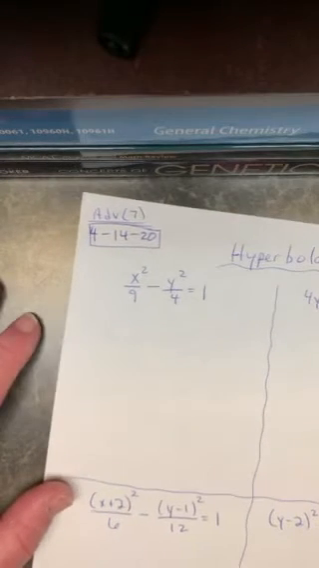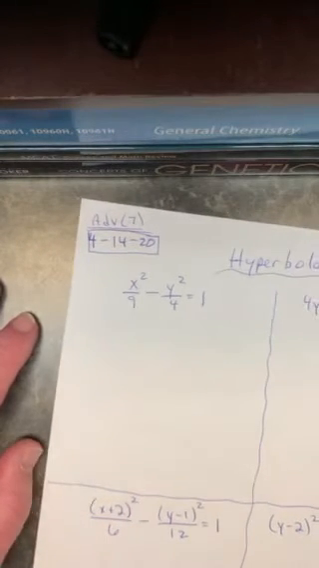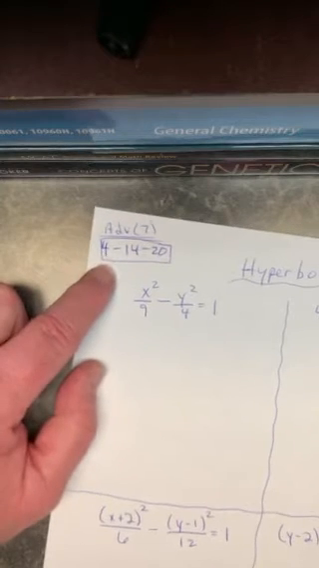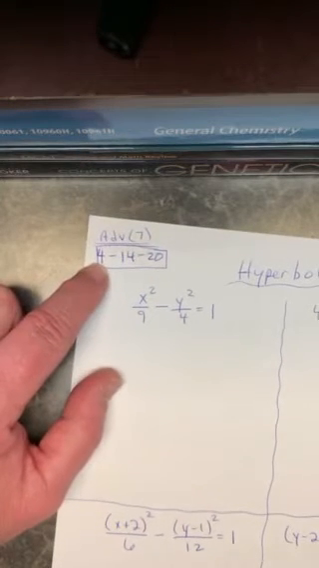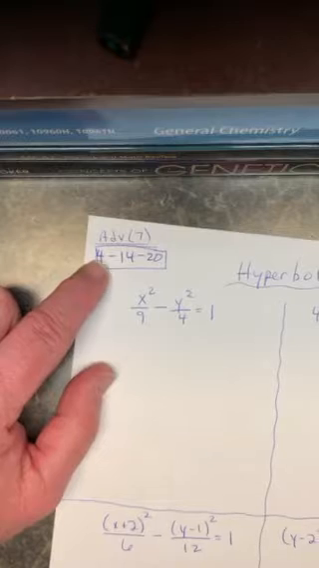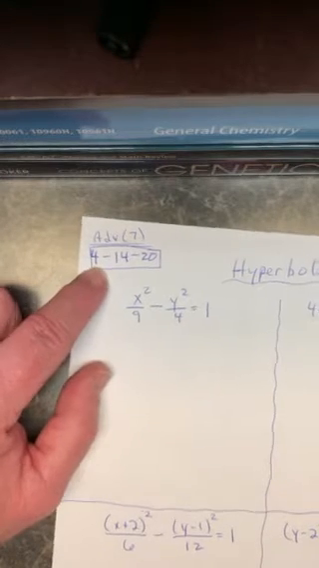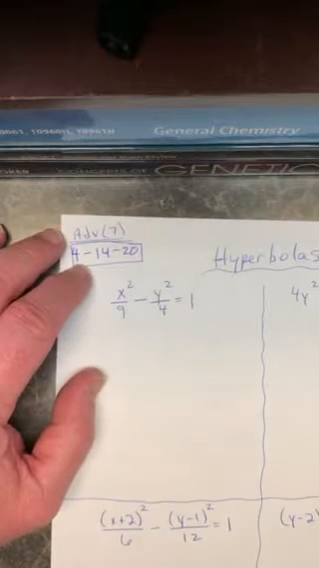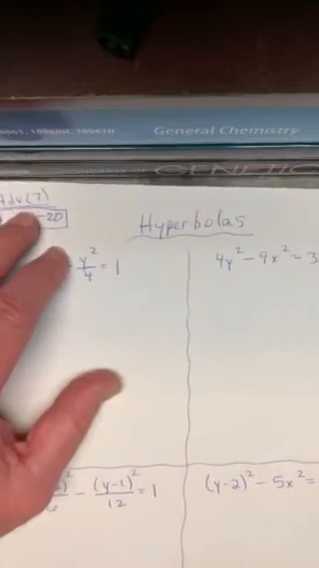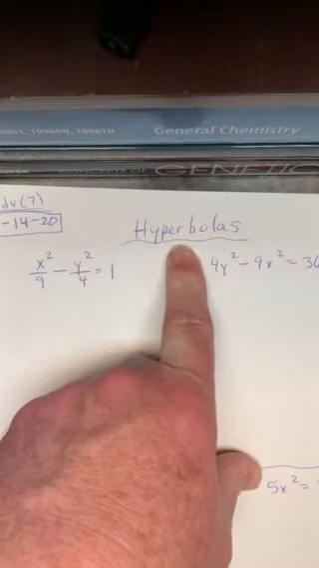Okay guys, we're in Advanced Math Trig, Mod 7. Today is Tuesday, April 14th. So on the top of your notes, left-hand corner, 4-14-20. If you remember, Thursday we graphed circles. Monday we graphed ellipses. Today we're graphing something called hyperbolas.